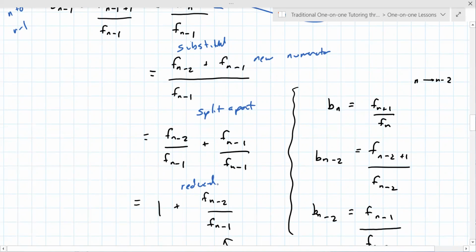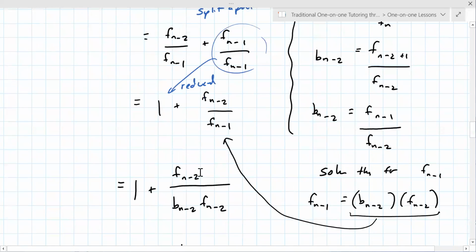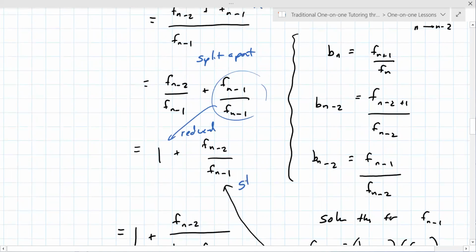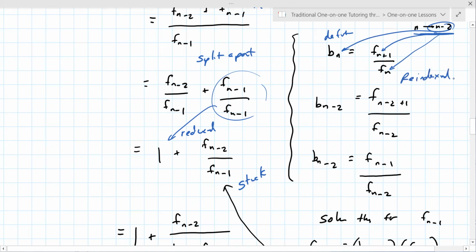I think I have an indexing problem somewhere. Oh no, I reduced this one over here. And then we got kind of stuck, right here. We were like, well, what do we do? So I went back to the definition of bn, and I said, let's just try putting n instead of n minus 2. So n minus 2 went there, for that n and for that n, and we basically re-indexed again to get something nice.